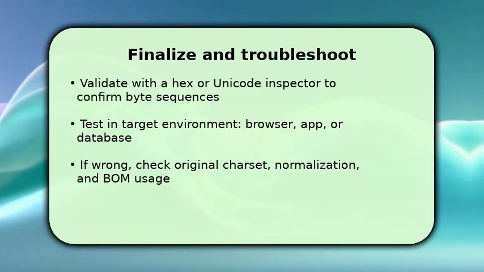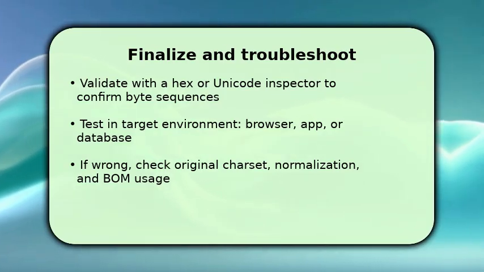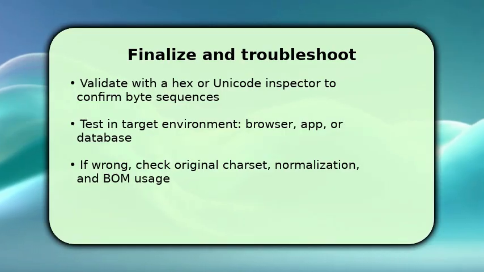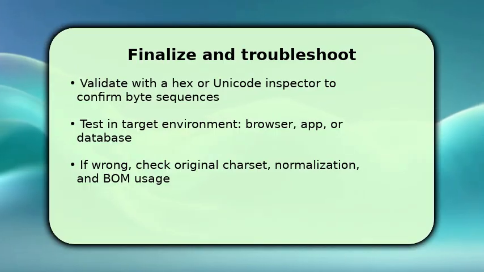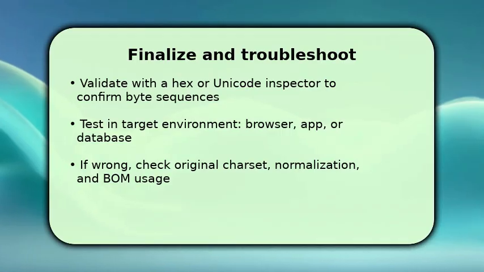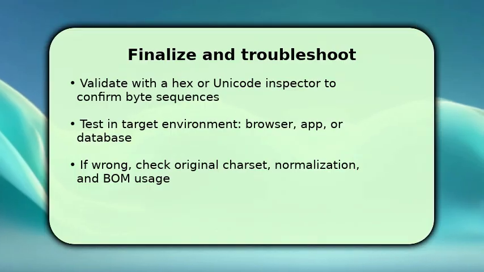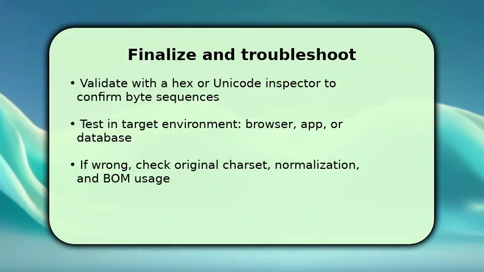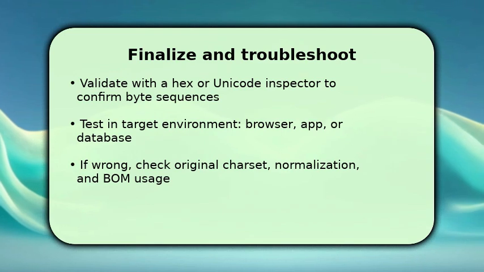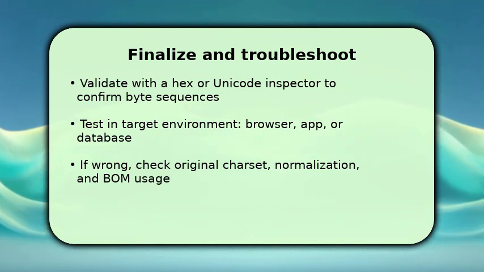Once validated, test the file in the target environment, load it in the browser, app, or database to ensure rendering matches intent. If glyphs look wrong, check the original file charset, rerun normalization, and try toggling BOM. Mismatches usually come from an incorrect assumed source charset. Finally, revert to your backup and repeat with corrected charset assumptions if necessary.